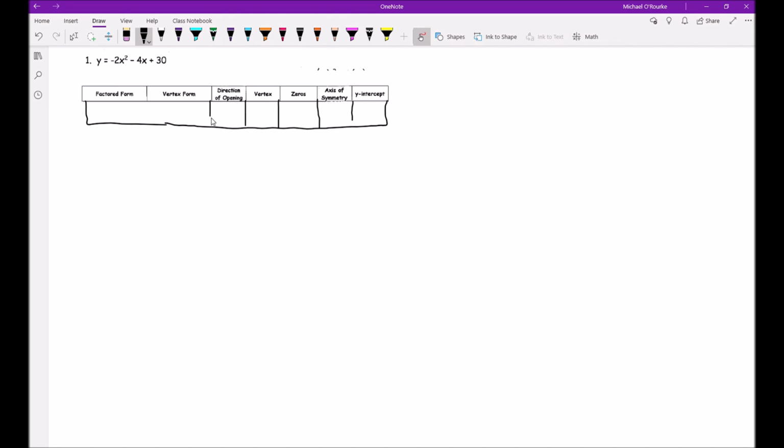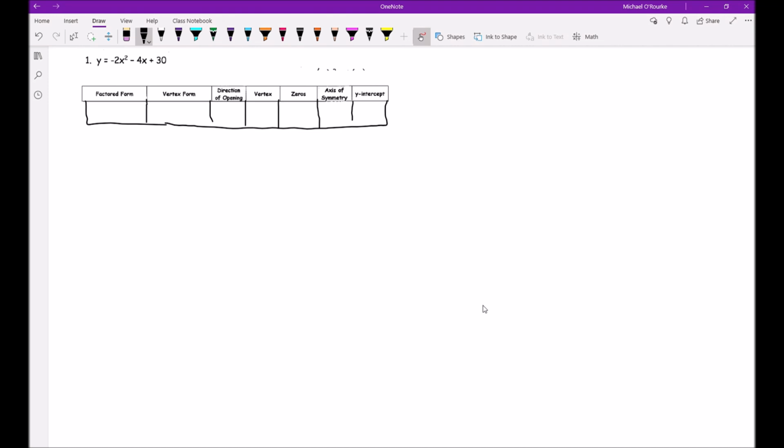Actually, let's start with going to factored form. Okay. Give me 1 second here. I'm going to plug my drawing pad straight into the computer, and hopefully that will take away some issues.